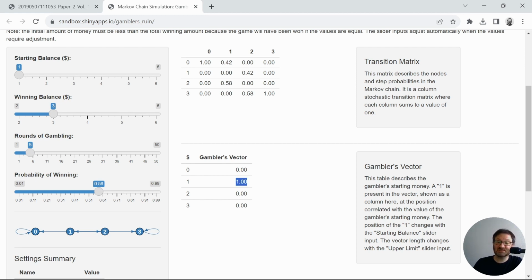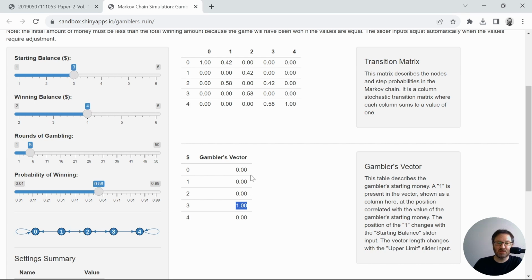The 1 itself is not the value of the money. It simply indicates the position in this list of numbers. And you'll see this 1.00 move positions as you change the starting balance. So for example, if I move it to 2, you'll see that it ends up here in the 2 spot. So that position moves around. So this is what would be known as a one-hot vector, where everything is 0 except for that single position.